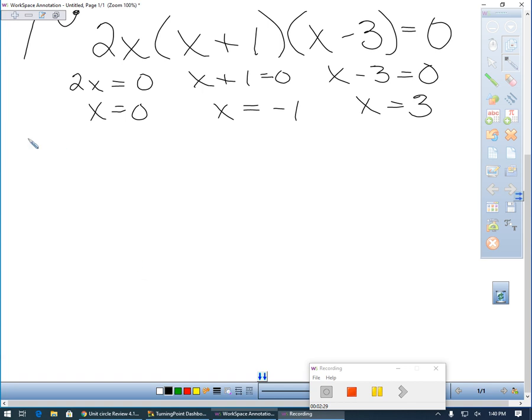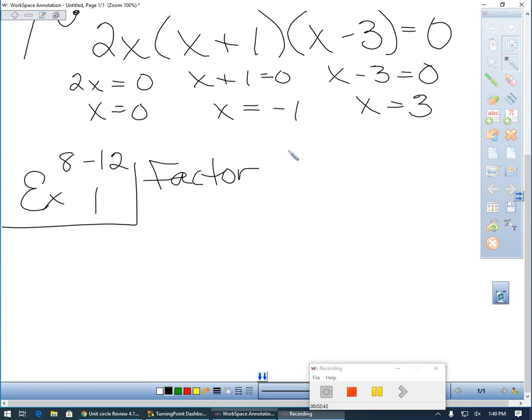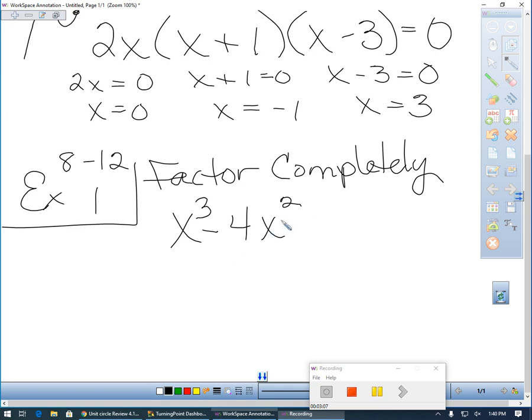So, I want to start with example number 1. Clarifying 8 through 12, all you have to do is factor completely. Correct, not solve. That's why I want to clarify. There is no equal sign anywhere. You are just factoring. Okay? So, let's start off with something as wonderful as x to the third minus 4x squared minus 21x.